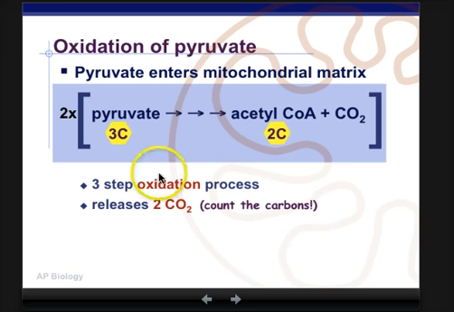So we have 3 carbons in pyruvate, 2 carbons in acetyl CoA, and 1 carbon in CO2. They're saying 2 CO2 because we have 2 molecules of pyruvate. But just to show you how it's balanced, we have 3 carbons in pyruvate, 2 carbons in acetyl CoA, and 1 carbon in CO2. And you're probably wondering, what the heck is acetyl CoA? Well, it's a step in the oxidation of pyruvate. It's just a 2 carbon molecule, and that's kind of all you need to know about that molecule.